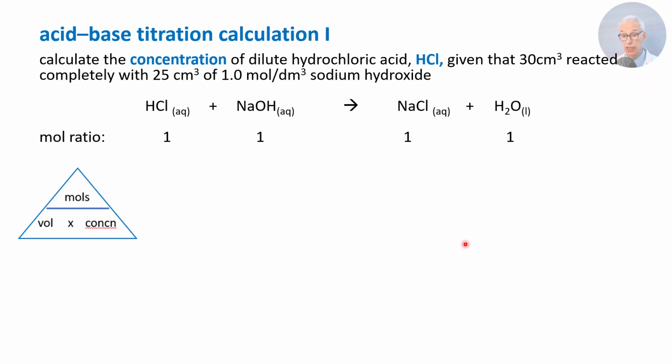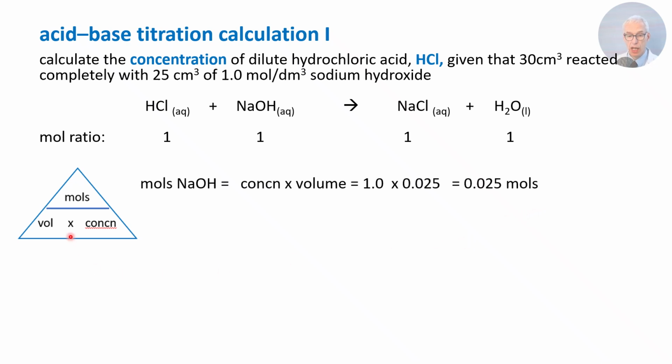Okay, so here's my answer. I use volume times concentration to calculate the numbers of moles of sodium hydroxide. So that's the concentration at 1.0 and the volume in decimeters cubed, 0.025. Gives me 0.025 moles. It's a 1-to-1 reacting ratio, so the reacting moles of hydrochloric acid are the same number.